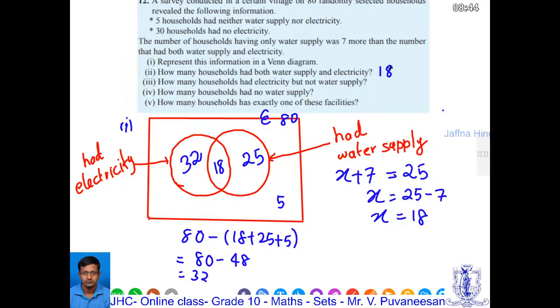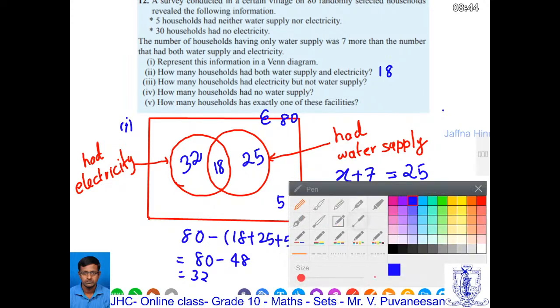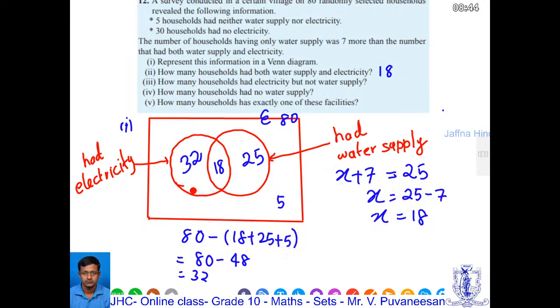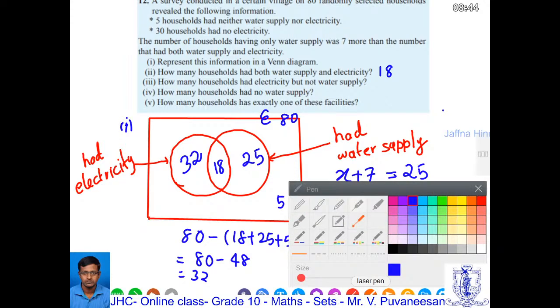Next one, how many households had electricity but not water supply? Electricity but not water supply means the region outside the water supply circle that belongs to the electricity circle. So it is 32.